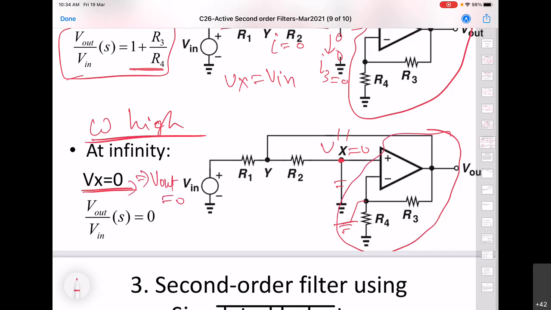Actually, in real life, there will be a small output, but that will be smaller than the input. So this circuit suppresses or attenuates the high frequency component. That is why this one will act like a low pass filter.